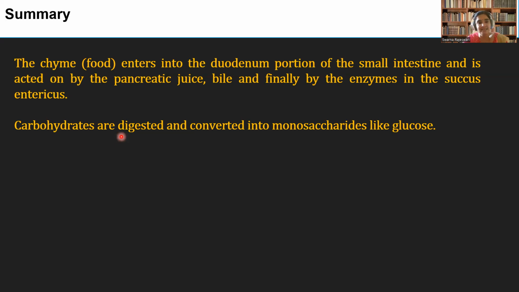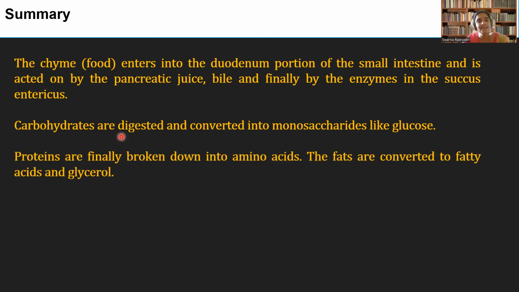Here, at last, in the duodenum, what happens? Carbohydrates will be converted into monosaccharides, which are glucose, fructose, galactose, etc. And proteins will finally be converted into amino acids, and fats are converted into fatty acids and glycerol.